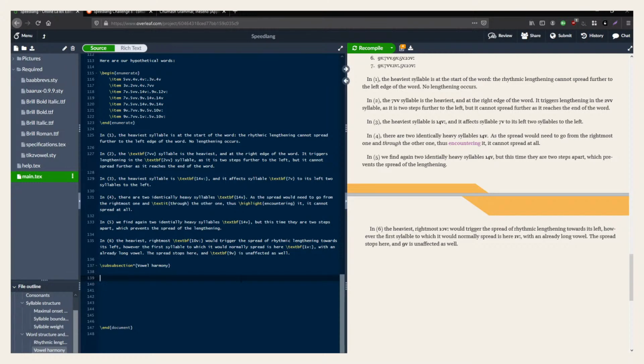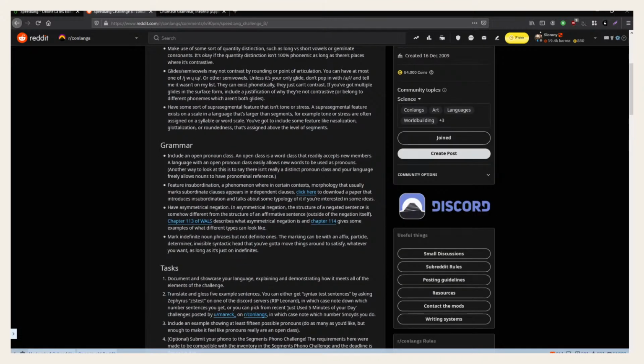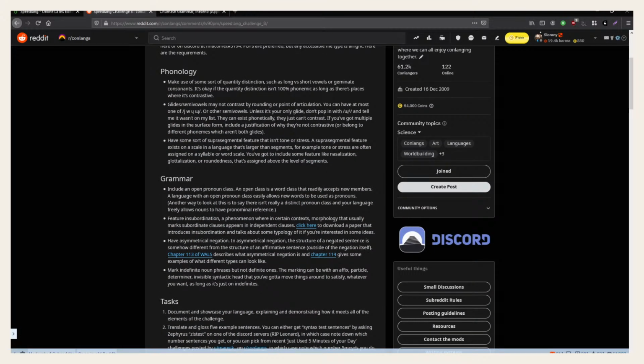So let's just keep with some vowel harmony. As much as I would love to do consonant harmony, I don't want to do that in a Speedlang. It's a phenomenon that I don't have much knowledge about. So if I'm going to learn about it at the same time, I'd rather take my time. But vowel harmony is more familiar to me. Though, let me just reread that. Open pronoun class, I will go into that on the next stream.